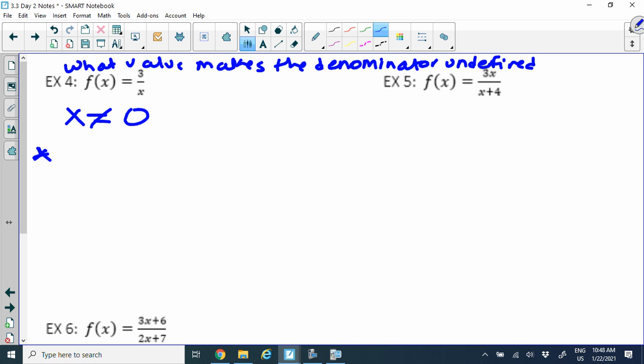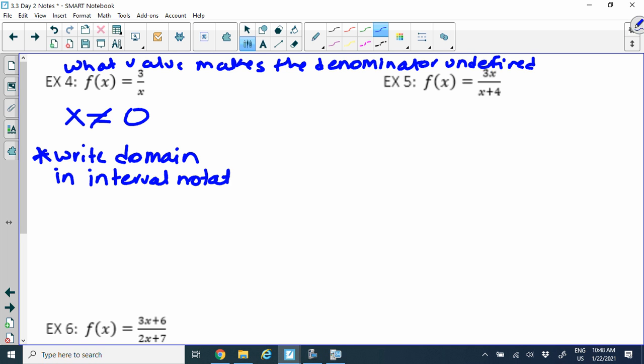Now, don't forget, we have to write domain in interval notation. So how would we write this if basically the only number that we couldn't have in our domain is 0? Well, we can have all negative numbers, right? So to represent that, all negatives, we go from negative infinity. Now 0 can't be included, but everything before or after it can. So because it can't be included, we use parentheses to represent that. Now, that represents the negative numbers, or numbers that are smaller than 0.